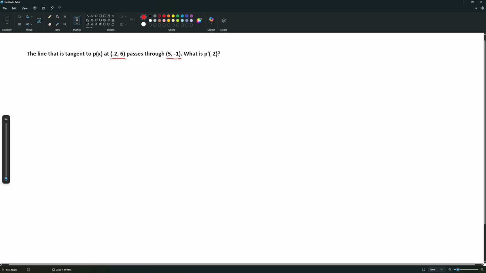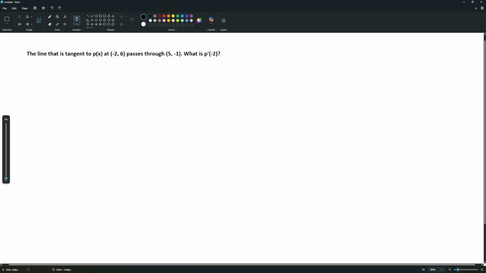So the tangent line and the function are the same. So the function is a line, and it's the same line. So we don't actually have to plug in, we don't have to use the definition of a derivative, we don't have to do any of that. All we need to do is find the slope of this line, because that automatically will equal the slope at any point, including -2. So, what is the slope?